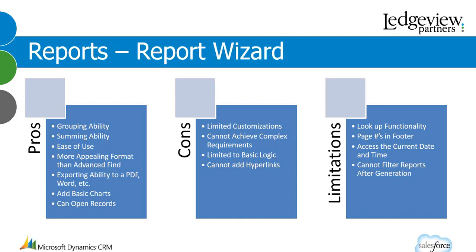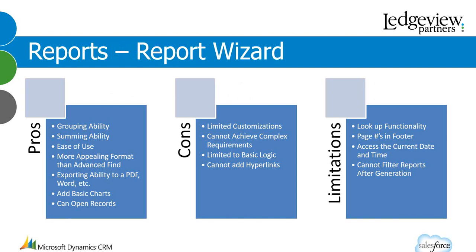With an Advanced Find, it's really just a list, and you can only export to Excel. Within a report, it looks more polished and professional. And you also have exporting ability to a PDF, to Word, Excel. You can also add basic charts. And when you're in the report, you can jump right to that record right from the report wizard report that you created.